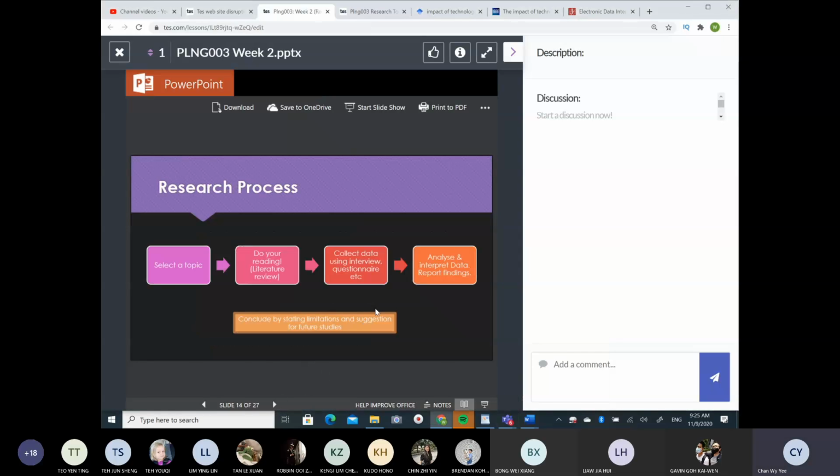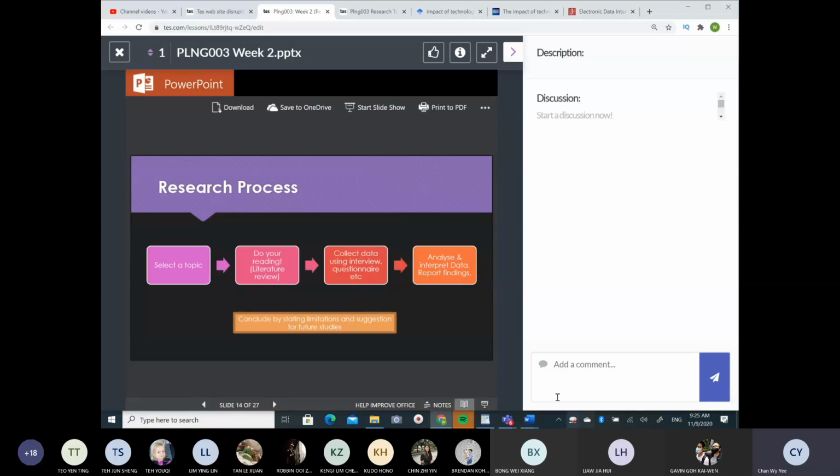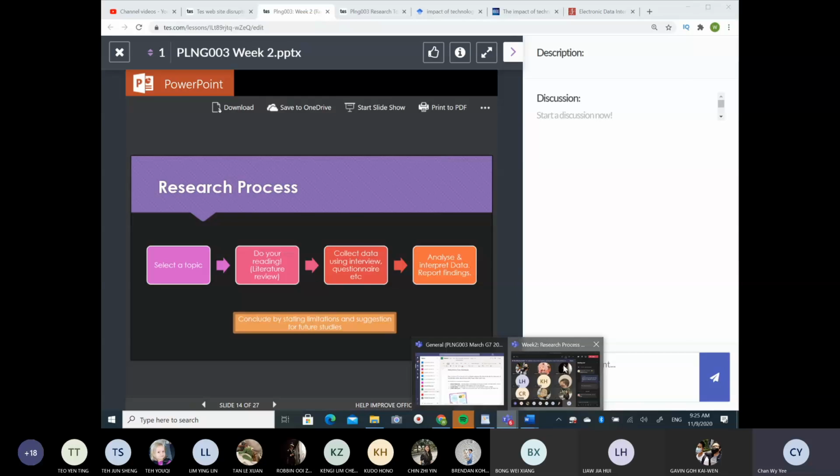So in the research process, generally you will need to select a topic. Then you will do your reading or literature review. You collect data using interviews or questionnaires, etc. Basically for the purpose of our research paper, we will be doing a questionnaire. Then you analyze and interpret your data, where you report your findings, and conclude by stating limitations and suggestions for future studies. Okay, can you understand? Do you have any questions?